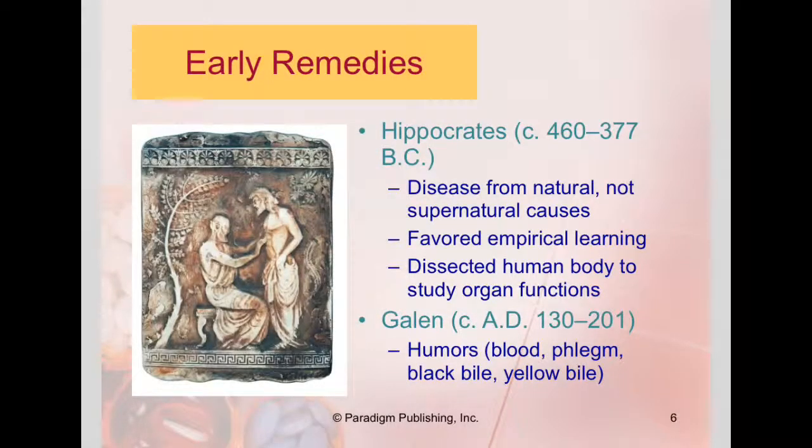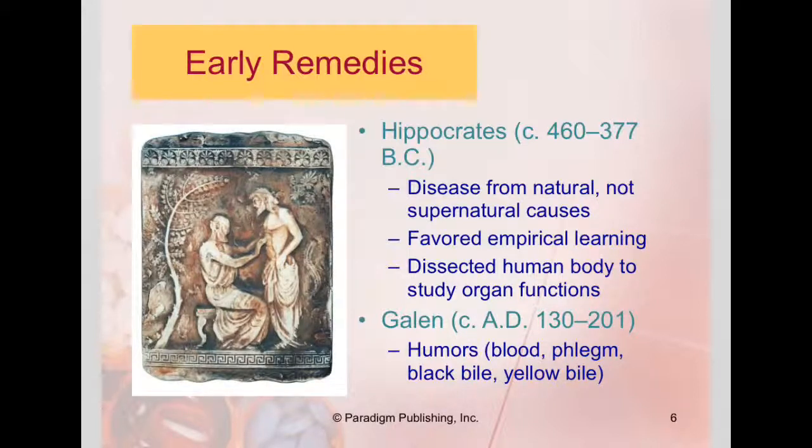Some of our early remedies, we have Hippocrates. He practiced herbal medicine, but instead of just superstition, he used observation and classification, which means empirical learning. So that's what it means that he favored empirical learning. He actually observed people, and he classified different diseases and what helped and what didn't. So he believed that it was from natural, not supernatural causes. And he was the first person to ever dissect a human body to study different organ functions.